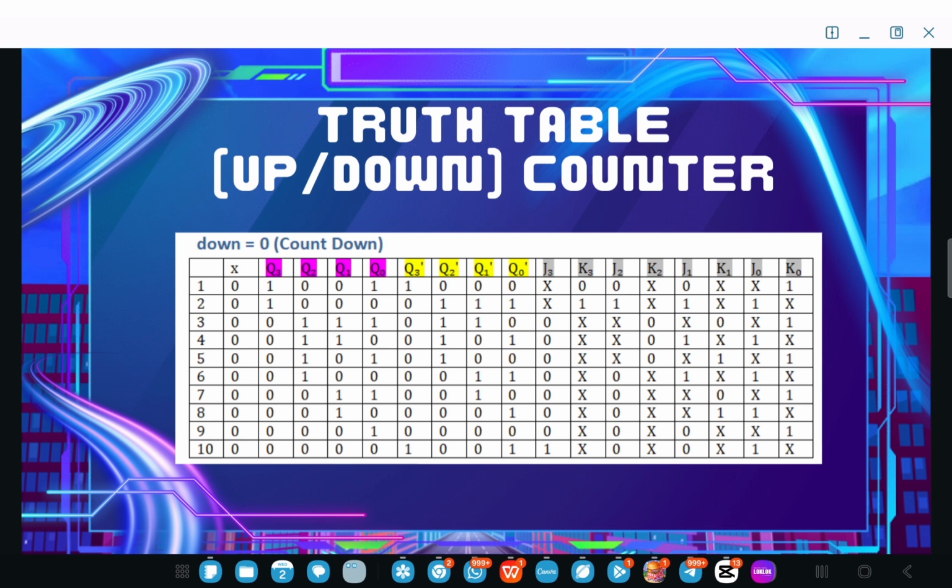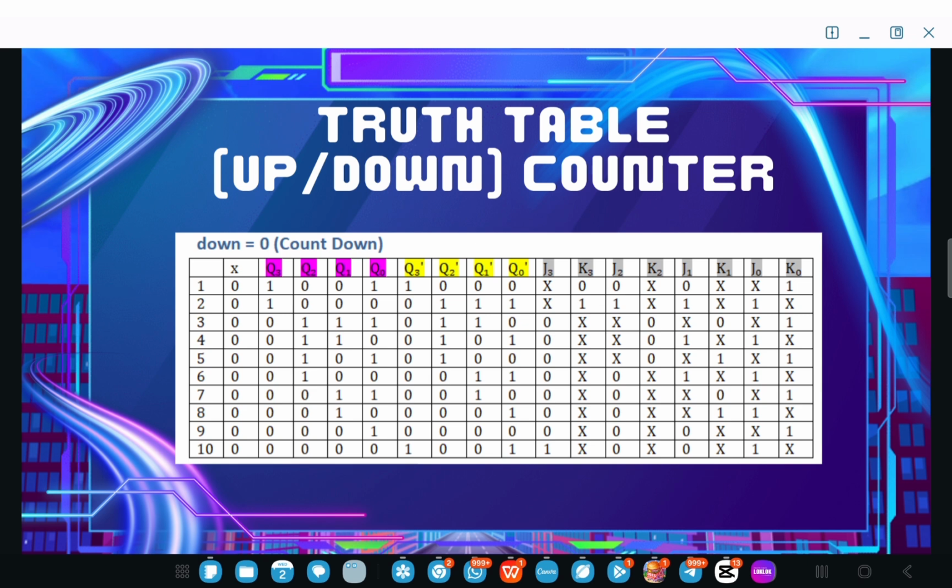So for example, if C is 1 and the current output is 0001, which is 1, the next output will be 0010, which is 2. But if C is 0 and the current output is 0010, which is 2, the next will be 0001, which is 1.